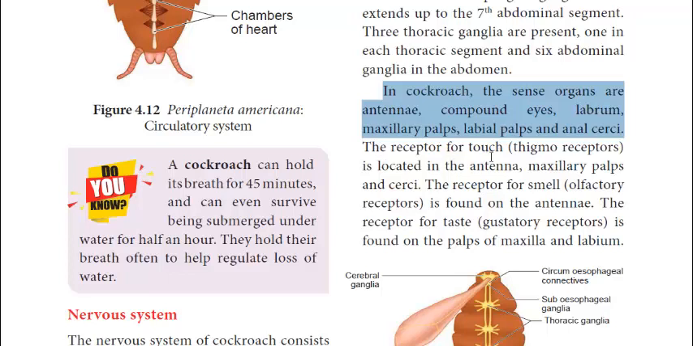The receptor for touch, the thigmoreceptor, is located in the antenna. So the antenna has receptor cells which can sense touch. Maxillary palp and cerci also act as receptors for touch. The receptor for smell, the olfactory receptor, is found on the antenna. Again it is the antenna. The receptor of taste, the gustatory receptor, is found on the palps of maxilla and labium. So these are the sensory receptor cells, and where exactly they are present is given in this paragraph.